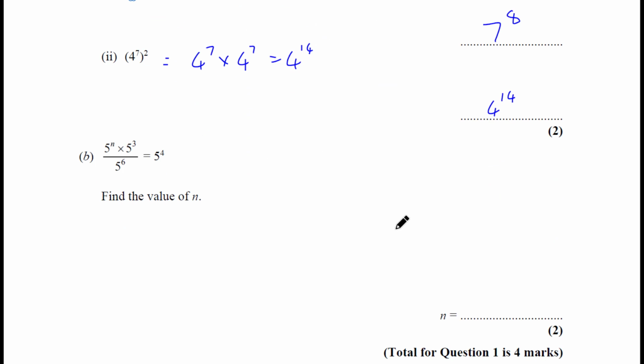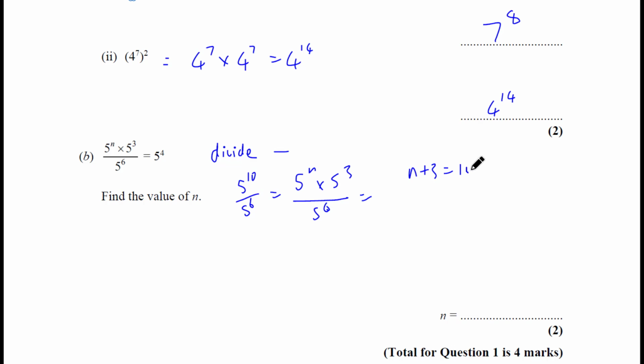Let's look at B. Well, we know when we divide, we minus the powers. So we know the top has to be 5 to the power 10 divided by 5 to the power 6. This is what we have. So you can see we need n plus 3 to equal 10. That is worth a method mark here, and you could quite easily see n equals 7.